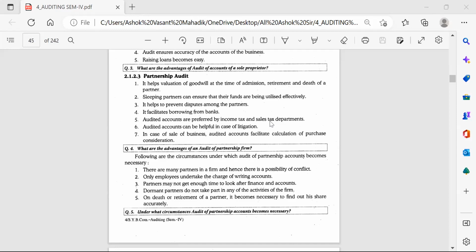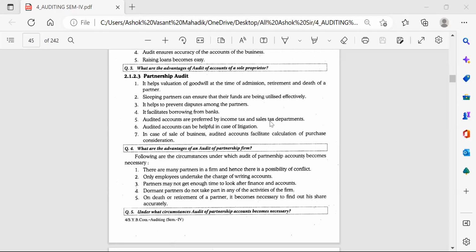Okay, no problem. So I'll tell you. A sleeping partner is a partner who has provided funds but is not active in the business. He might be busy with something else. He is not taking active part in the business. So it's called a sleeping partner. So auditing helps him to know that his funds are being invested at the proper place and they are being used for the activity for which he had invested.